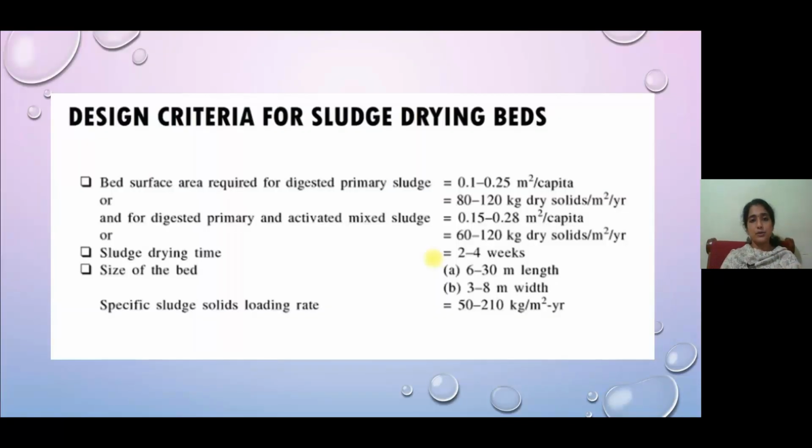I hope you understood the sludge dewatering and sludge drying beds. That is two types: normal sludge drying beds and then mechanical sludge drying methods.